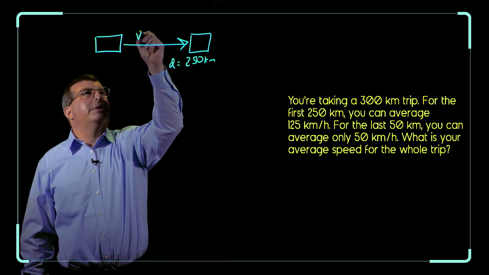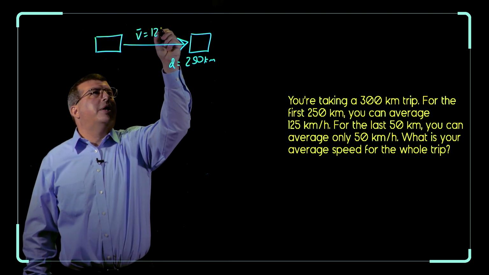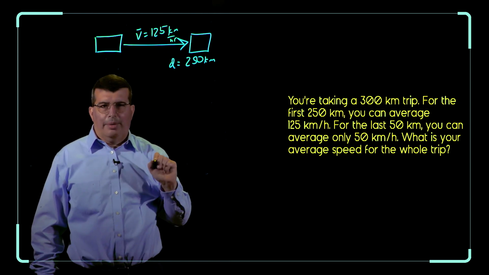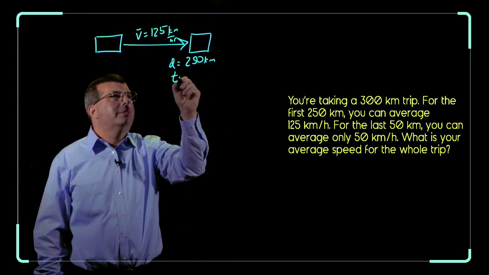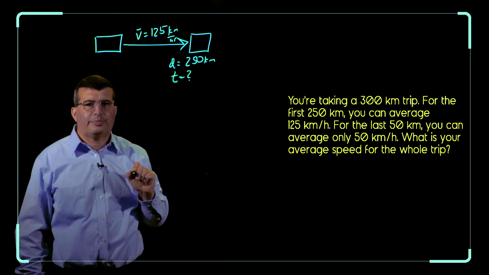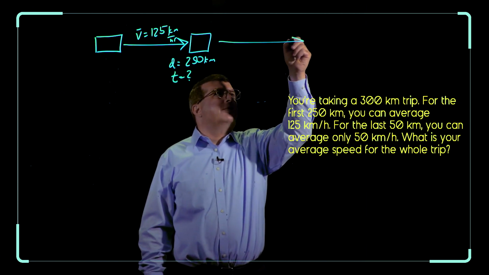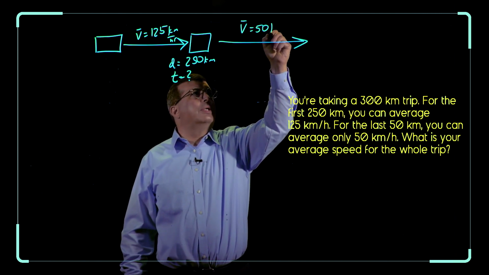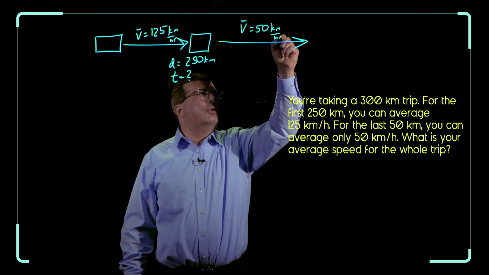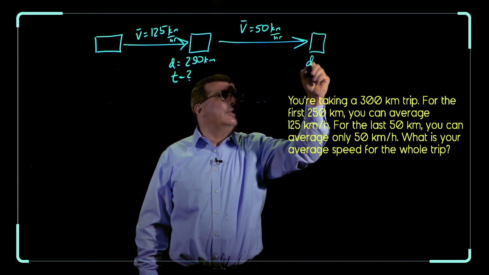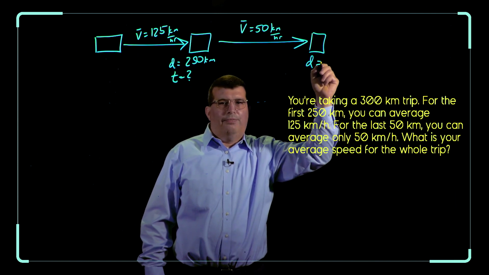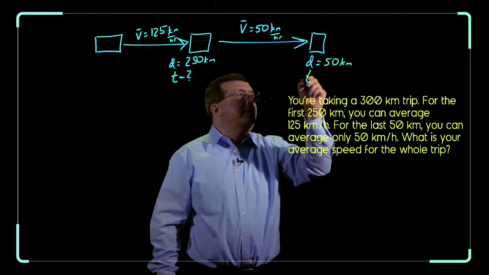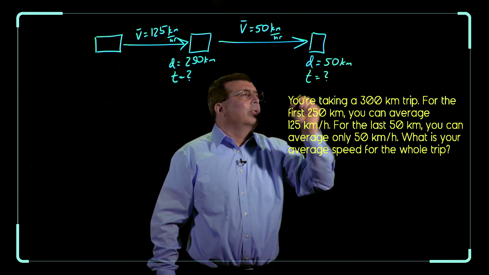And an average speed of 125 kilometers per hour. But you weren't told what the time is, so we don't know the time. Then for the second part of the trip, V bar is 50 kilometers per hour. And the distance is 50 kilometers. And once again, you're not told the time.